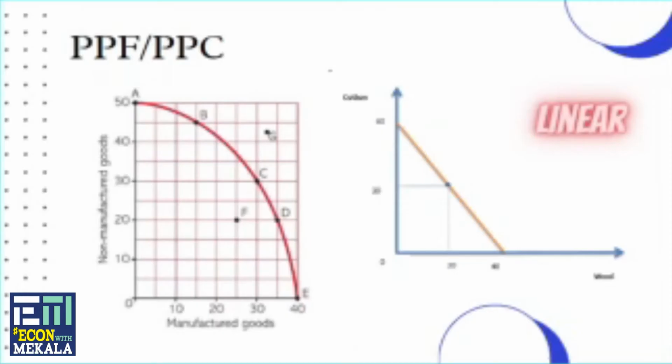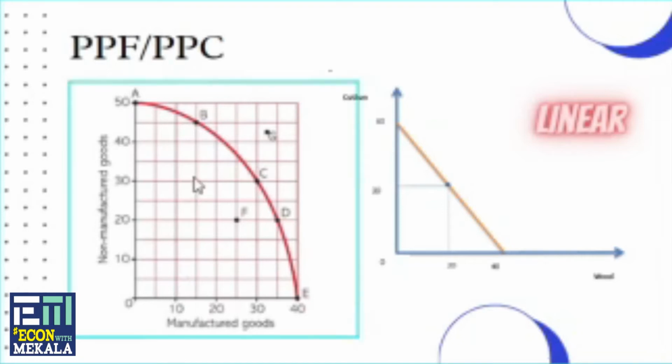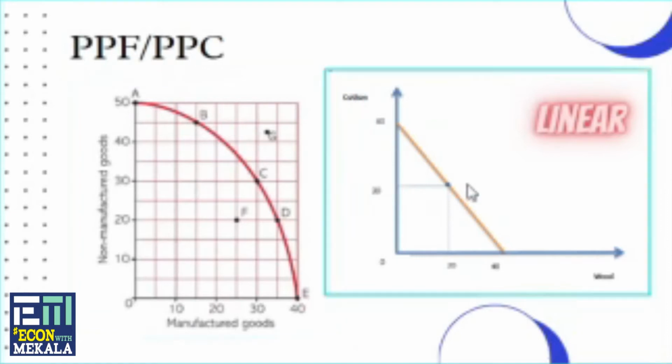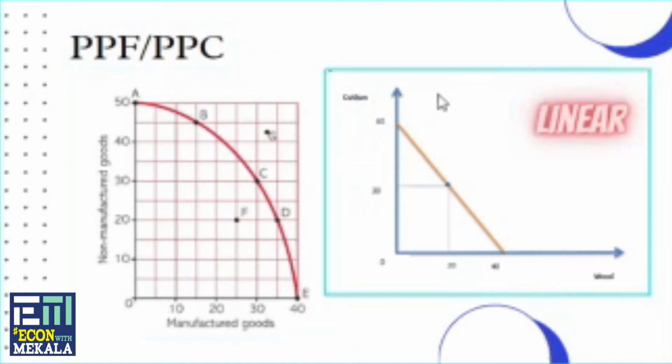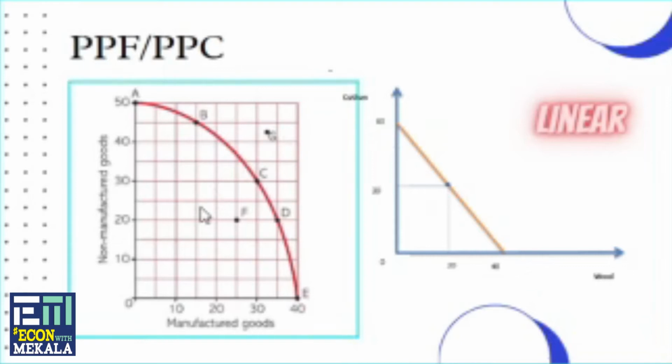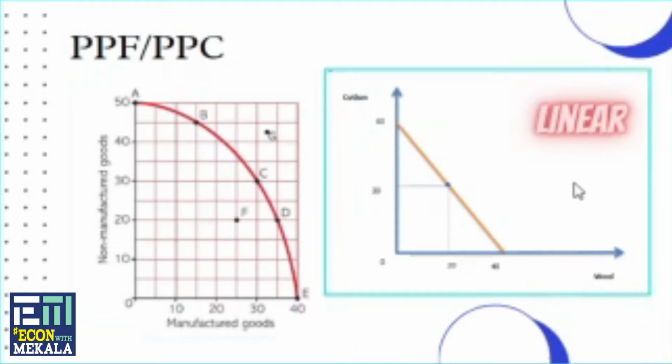Here you can all see two different graphs. The first one is a PPC with a concave shape. The second one we call a straight line PPC, or else a linear PPC. In your exam papers or in your textbooks, you mostly find concave shape PPCs, but if you construct a linear PPC, that is also not wrong. So we widely use concave shape PPCs and linear or straight line PPCs.